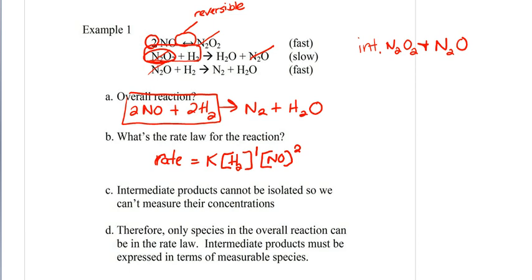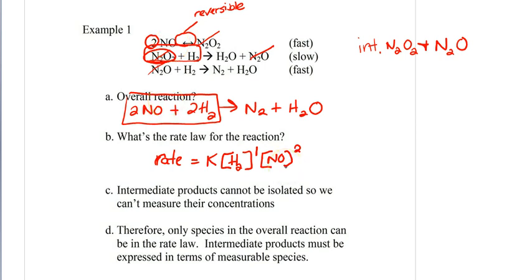So notice here, because we have that double arrow, it is reversible. We are forming product and reactant, so it's going back and forth. We look to the slow step. We notice that N2O2 is also provided there. It does not appear in our overall. It should not appear in our rate law. However, N2O2 could also be forming back into NO, which is a reactant, which should appear in your rate law.